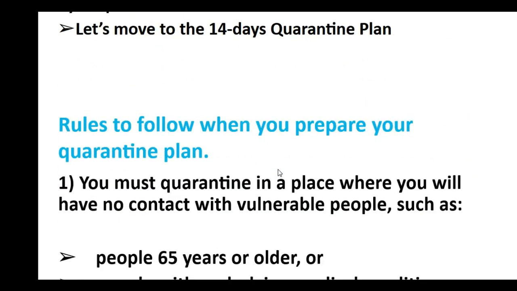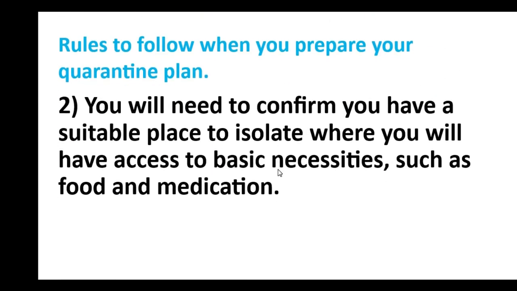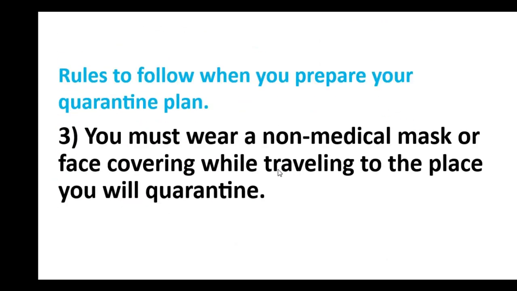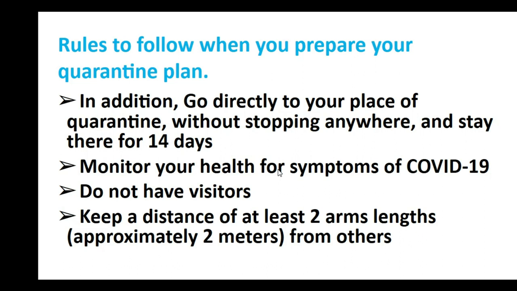So what should you write in your quarantine plan? These are some common rules that you must follow. You must quarantine in a place where you will have no contact with vulnerable people, such as people whose age is 65 years or older, or people with underlying medical conditions. Another rule is, you have to confirm that you have a suitable place to isolate where you will have access to basic necessities such as food and medication. Another rule is, you have to wear a mask and face covering while traveling to the place of your quarantine.